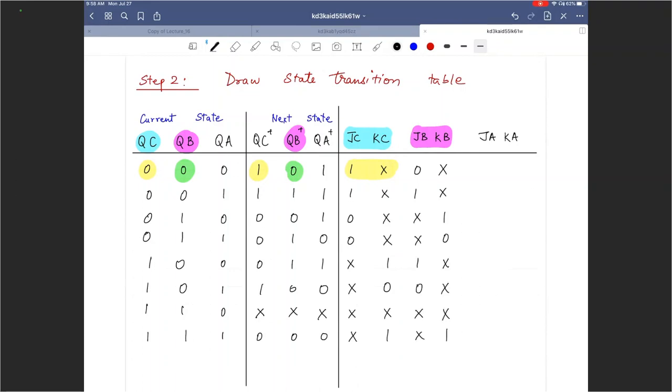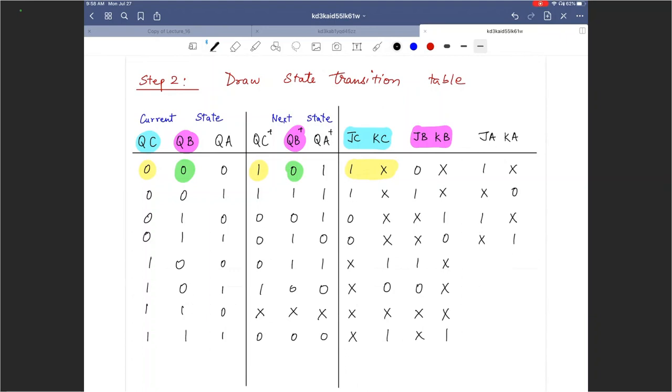Now let's come down to the last flip-flop here, QA and QA plus. In order to get that transition, I need to figure out what JA and KA inputs need to be. So I have the first state going from 0 to a 1 using a JK flip-flop. I need 1x. 1 to 1, x0. 0 to 1, 1x. 1 to 0, x1.